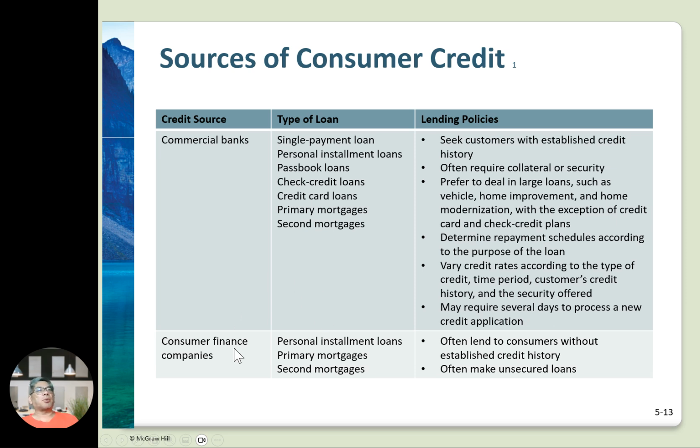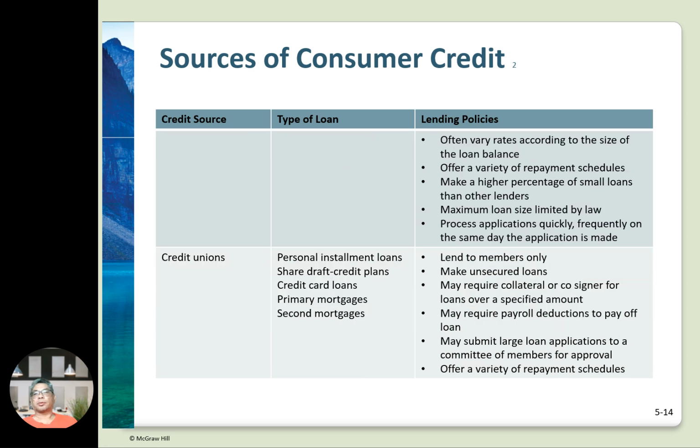The second one is the consumer finance company, usually offering personal installment loans, primary mortgages, and second mortgages. They often lend to consumers without an established credit history and often make unsecured loans. In terms of rates, they vary according to the size of the loan balance, offer a variety of repayment schedules, and make a higher percentage of small loans than other lenders. The maximum loan is limited by law. They process applications quickly, frequently on the same day the application is made.